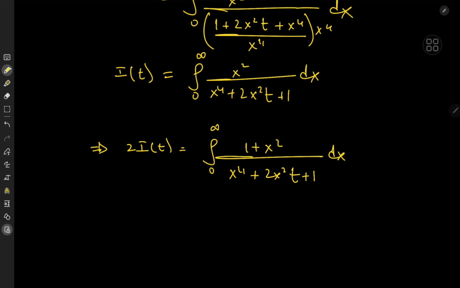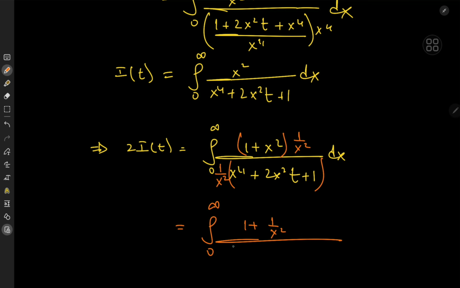And now we can expand by dividing by x squared. That should do the trick as well. So that yields the integral from 0 to infinity of 1 plus 1 over x squared up top, and downstairs we have x squared plus 1 over x squared plus 2 times t, dx.